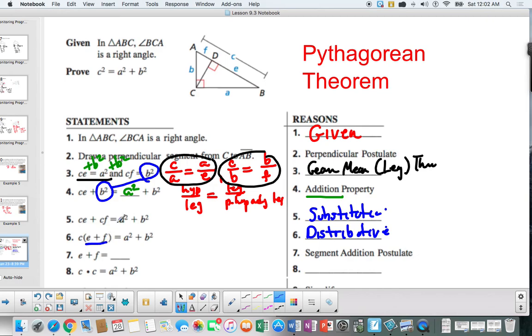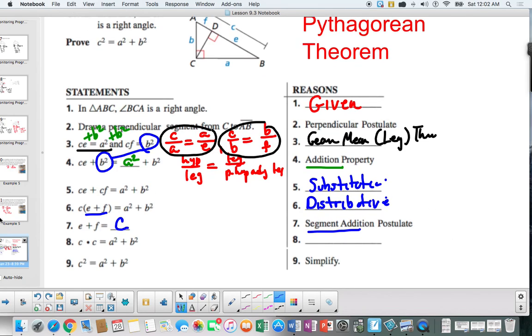Now let's take a look at what E plus F equals. E plus F is little plus little equals big. So E plus F is equal to C, which is the segment addition postulate. Now I'm going to replace this with C, so this is going to be called substitution. And if you multiply this, you're going to get c squared is equal to a squared plus b squared, which is what we wanted to do. We wanted to prove the Pythagorean theorem.